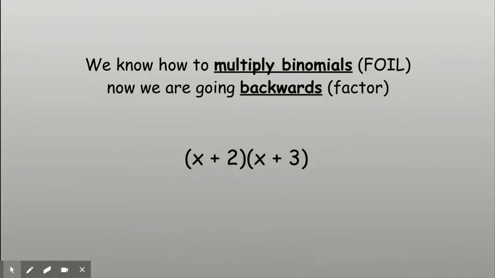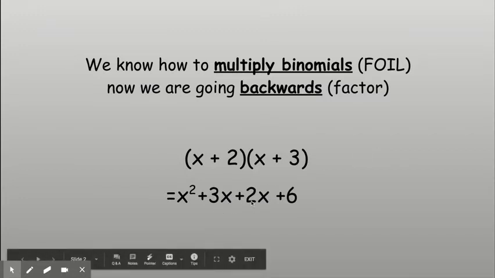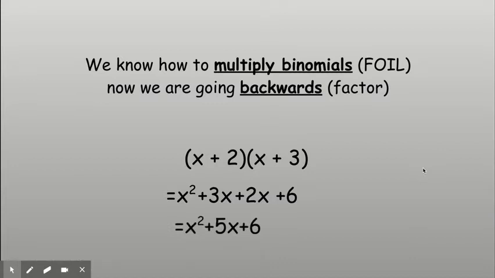So we know how to multiply binomials where we're FOILing. For example, here we've got the bracket x plus 2 and the bracket x plus 3. So we expand it out by doing x times x, we get x squared, then x times 3, I get plus 3x. Then 2 times x, I got plus 2x. And then 2 times 3, I've got plus 6. Then we can simplify it further by collecting the like terms, so the two like terms in the middle, and adding them together, and we get x squared plus 5x plus 6.